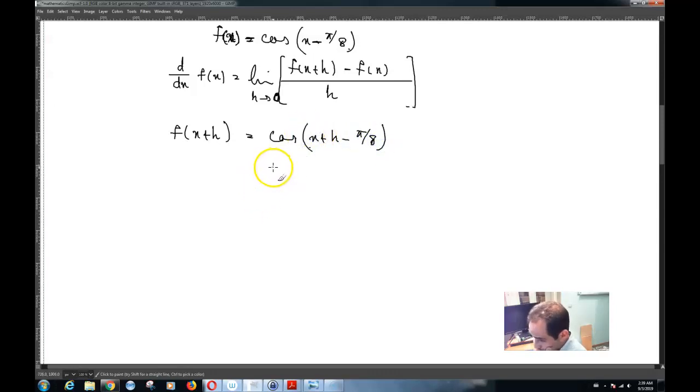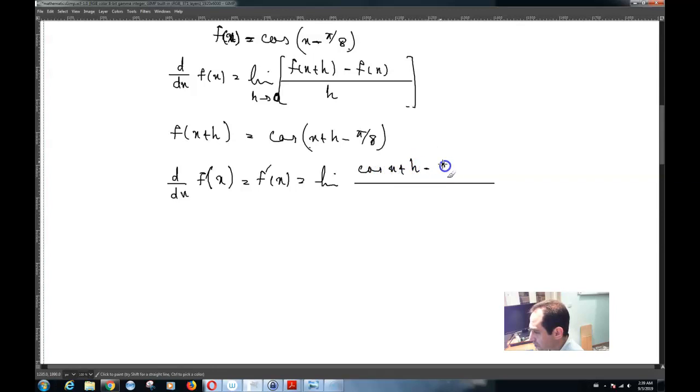So then you can say that d by dx of f of x, which is equal to f prime of x, is equal to the limit of f of x plus h, which is cos of x plus h minus pi by 8, minus f of x, which is cos of x minus pi by 8, divided by h as h tends to 0.